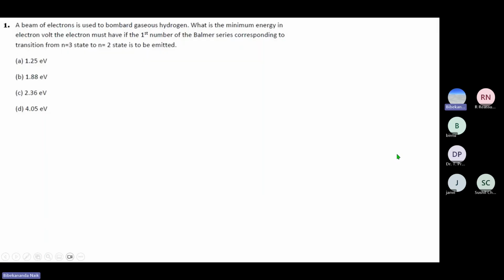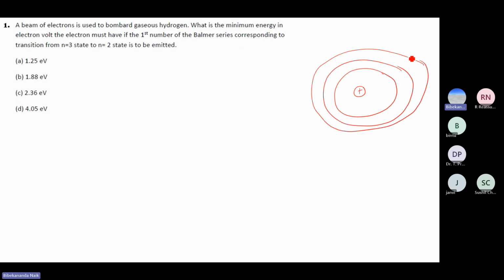Okay, so let's calculate what will be the energy of the electron which is required for the given transition. The question says there is a beam of electron which is used to bombard gaseous hydrogen. So we know in case of hydrogen atom, there is a nucleus in the center and an electron is revolving around the nucleus in different energy levels. So this is n equal to 1, this is n equal to 2, this is n equal to 3.